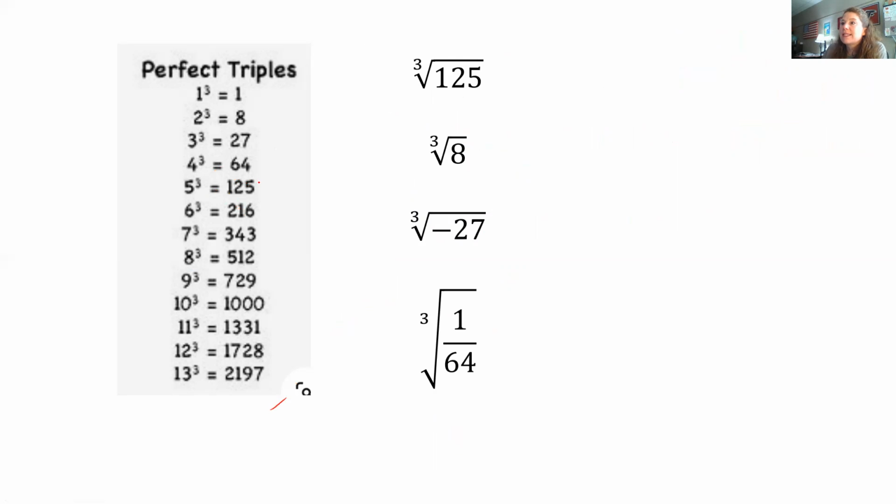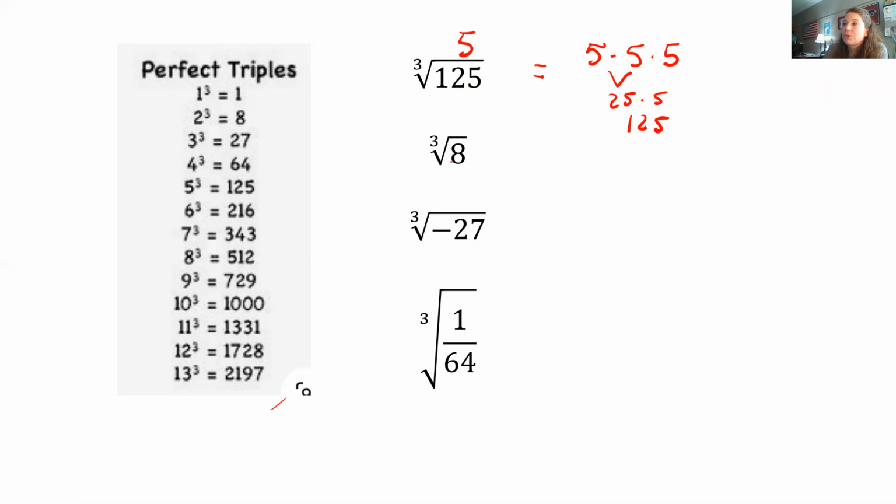So basically it's asking me what is the cube root of 125? In other words, what number times itself 3 times? And of course our chart tells us it's 5. 5 times 5 times 5. So 5 times 5 is 25 and 25 times 5 is 125. So you would say the cube root of 125 is 5.